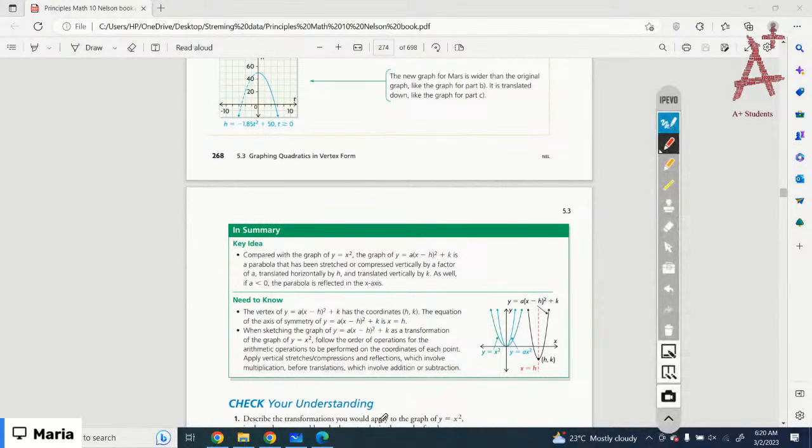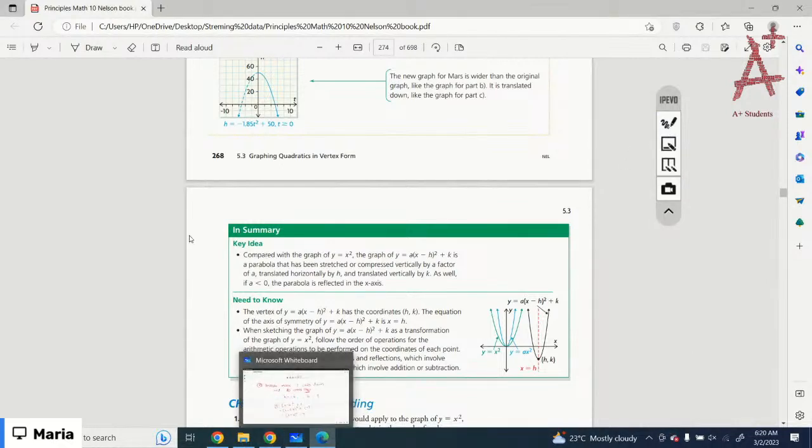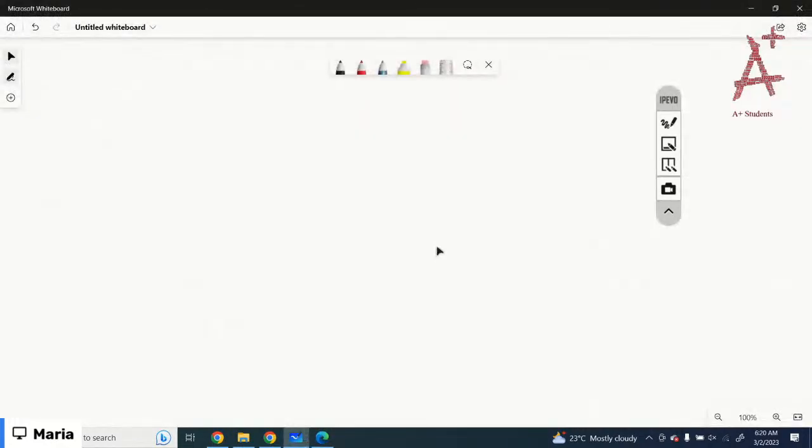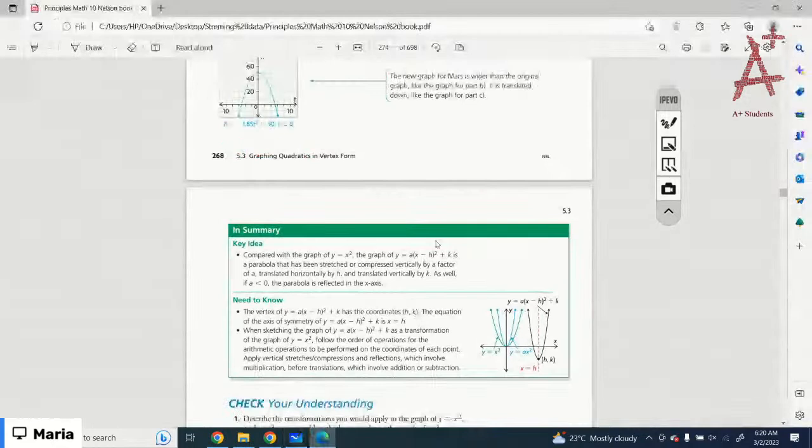The equation is y equals a(x minus h) whole square plus k. That is the equation in vertex form. Got it? Here h and k are the vertex. So this is the equation in the vertex form. Let's start with the practice questions.